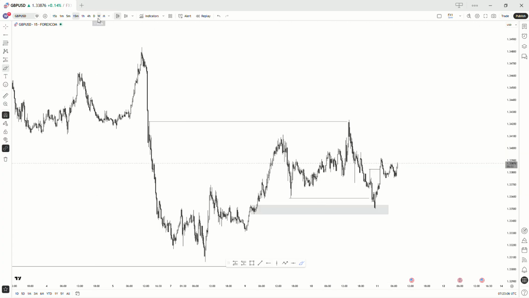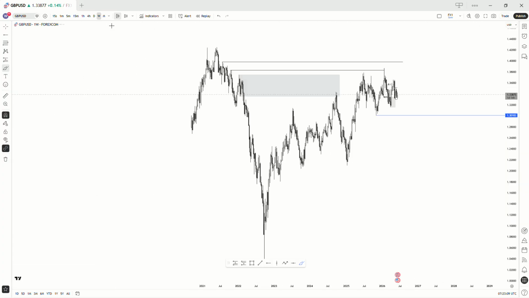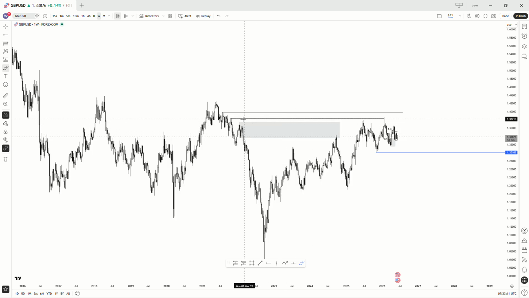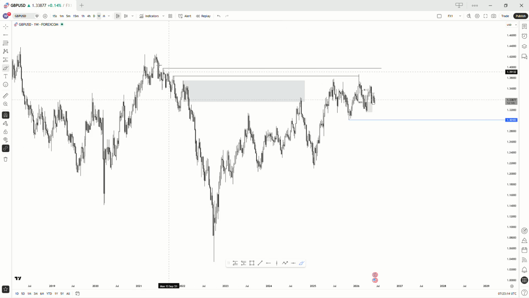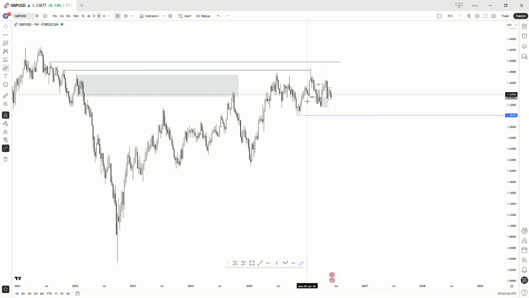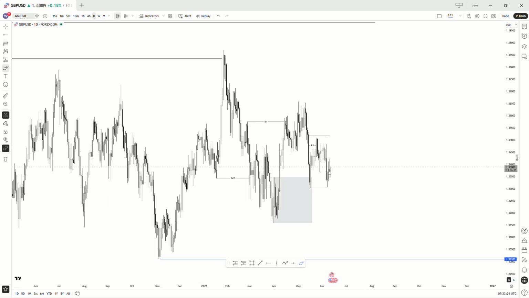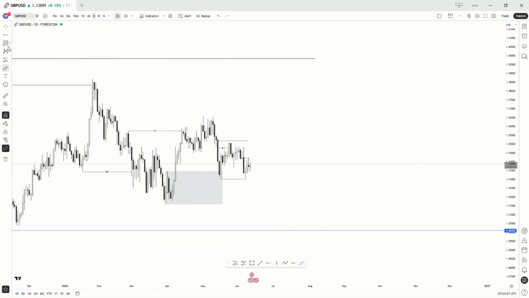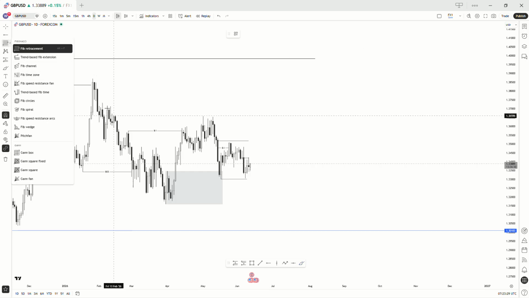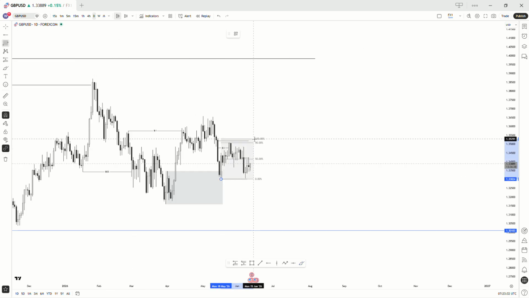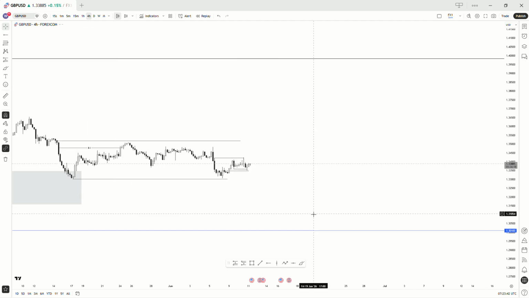So on GBP USD, starting off with a weekly time frame, what we can see is price mitigating these highs, having a break of structure, inducing buyers, and we are looking for that sell to the downside. On the daily time frame, we can see that we have entered 50% of this range, and from there we've started to sell to the downside, like we said would happen.